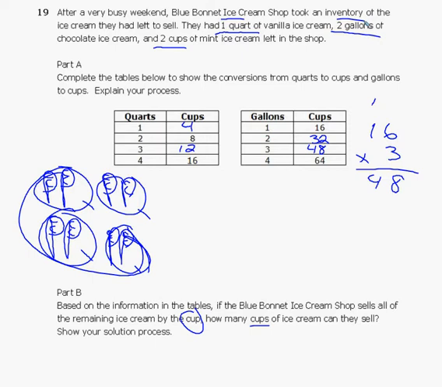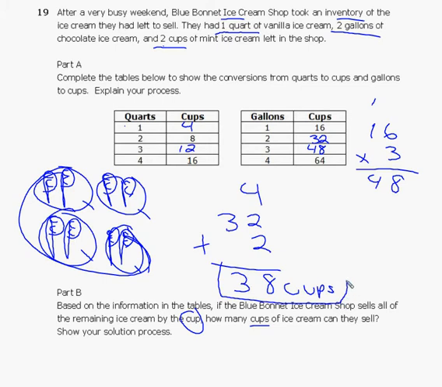It says 1 quart is 4 cups, and it says 2 gallons, 2 gallons is 32 cups. And then we still had the 2 cups right here. So it's just an addition problem. So 2 plus 2 plus 4 is 8. And then 3, that's 38 cups of ice cream. Okay, if you didn't get that, you should have this written down.